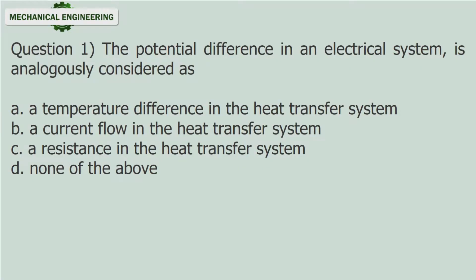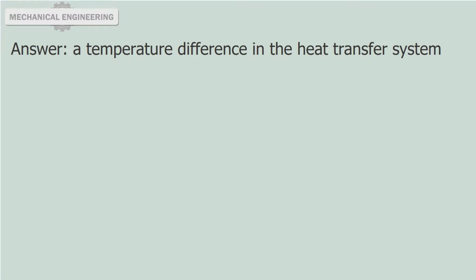Question 1. The potential difference in an electrical system is analogously considered as A. A temperature difference in the heat transfer system. B. A current flow in the heat transfer system. C. A resistance in the heat transfer system. D. None of the above. Answer: a temperature difference in the heat transfer system.